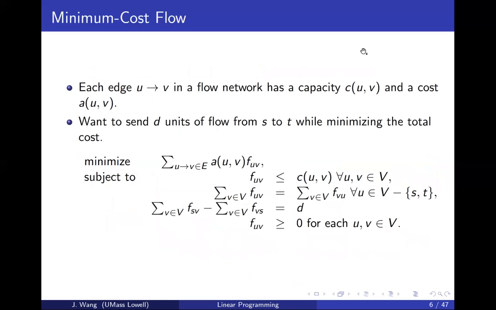So the next example we're going to look at is a minimum cost flow. In a flow problem, in addition to a capacity, so say each edge has a capacity, we are also going to add a cost a_uv to each edge. That means that if we want to ship a certain amount, let's say f is the amount you want to ship from u to v, or f_uv.